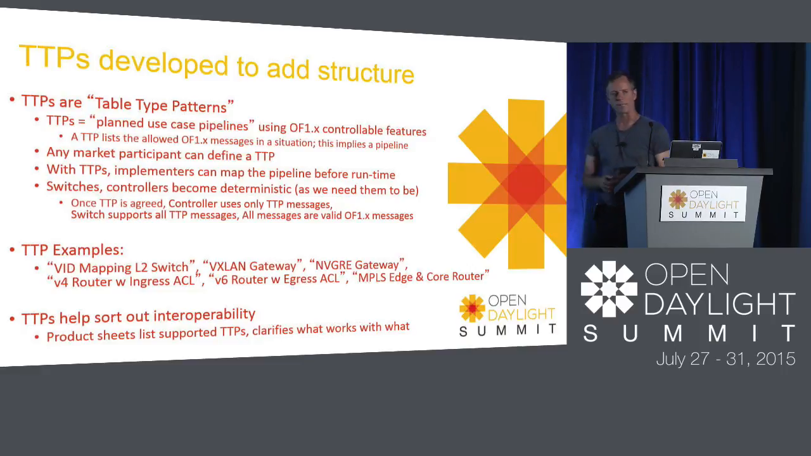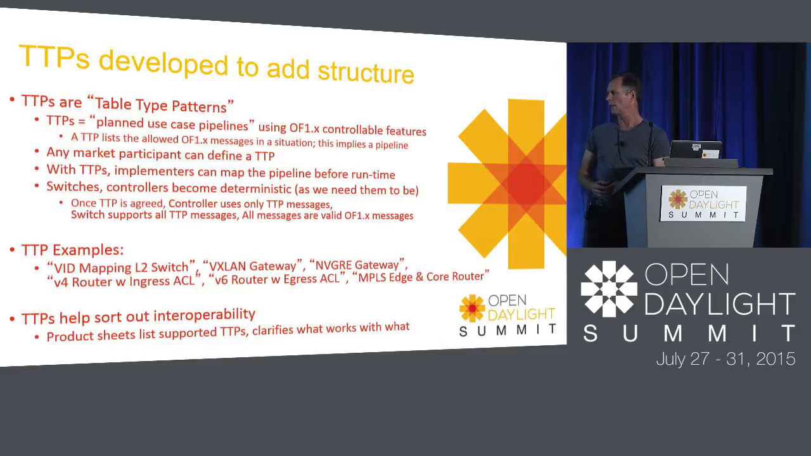Now, TTPs were developed to add structure, to basically reduce the excessive optionality that was in that space. TTPs are table type patterns. They're effectively like templates for what is being done on an OpenFlow interface. What are the tables that are going to be used? What are the matches that are going to be used on that table? And what are the actions that you can be expected to do? This is a slide I borrowed from a previous presentation, but there are different examples. They're a template for a specific use case. That's what a TTP is.